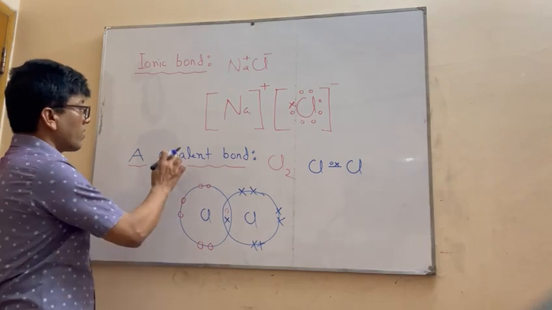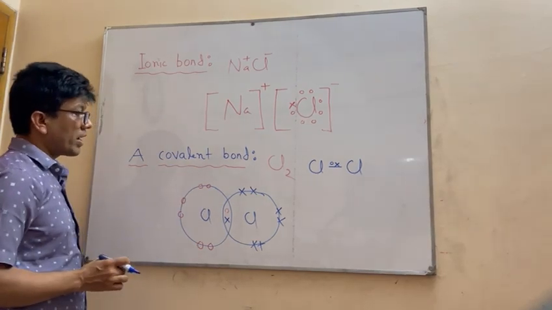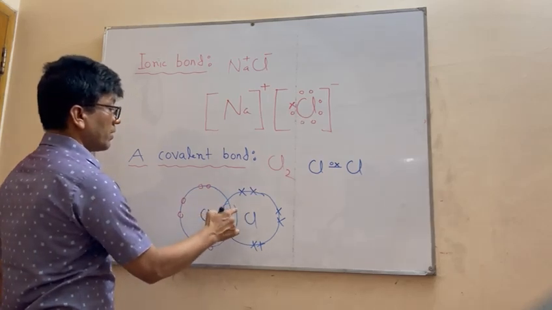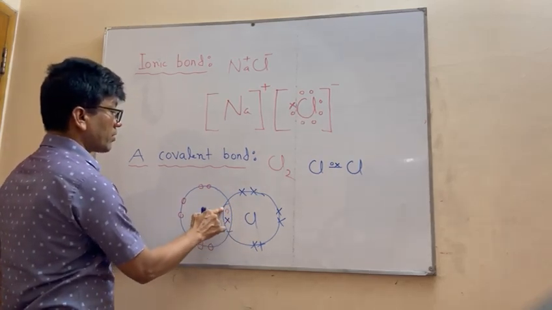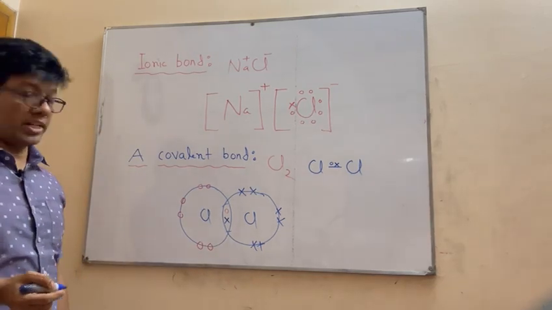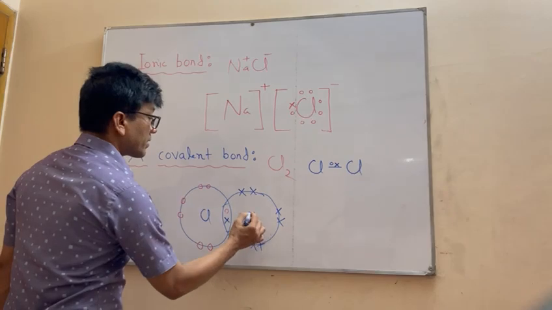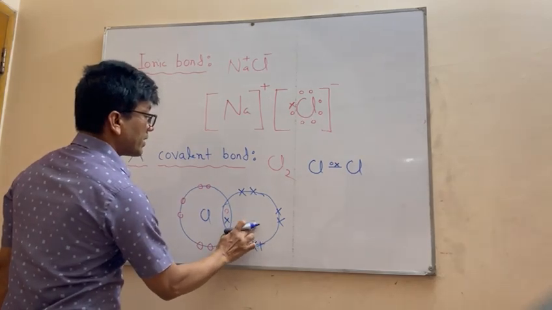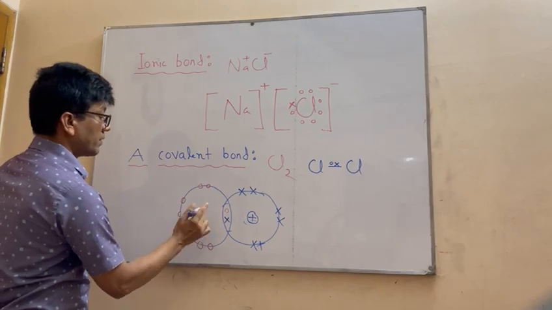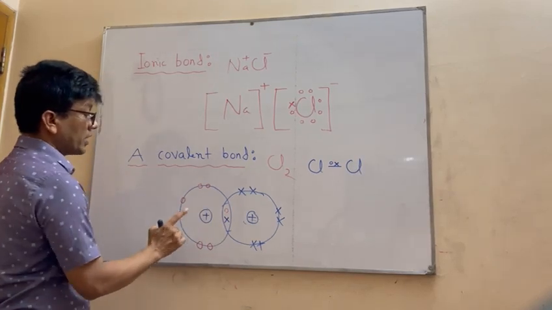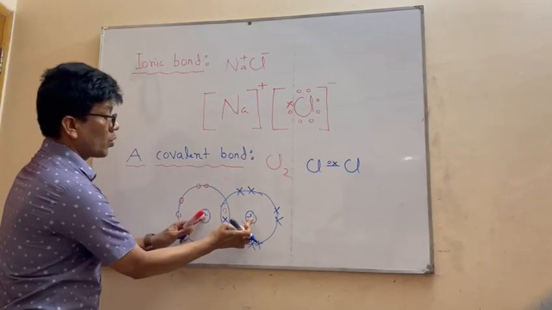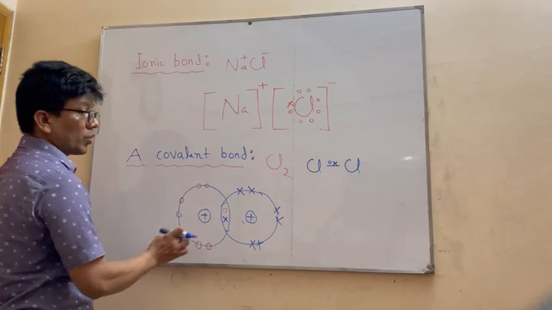So now what is covalent bond? A covalent bond is the attraction between shared pair of electrons and nuclei. Nuclei means plural, 2 nuclei. This nucleus is here, nucleus. So the attraction between shared pair of electrons and nuclei, 2 nuclei, is known as covalent bond.